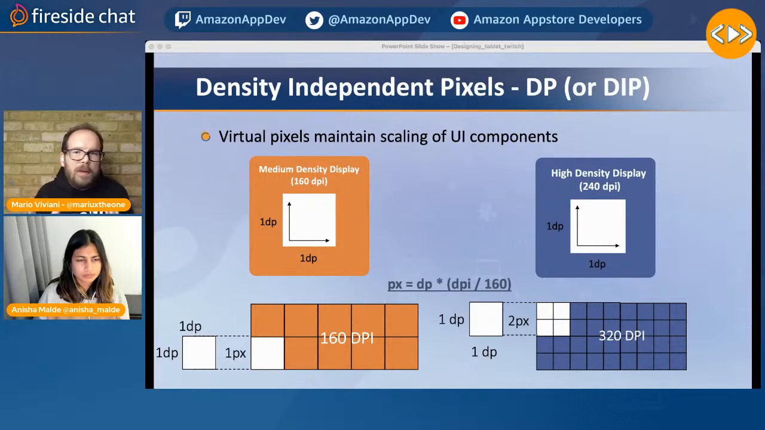So the bottom line is that we might have two different devices, let's say a Fire HD 10 and a Fire HD 8, but if we were to look at them side by side, the buttons or the views on these two screens will actually look the same size.